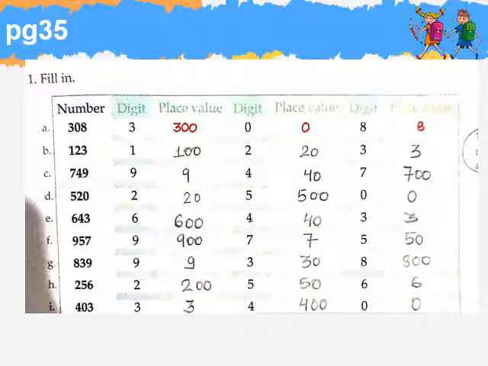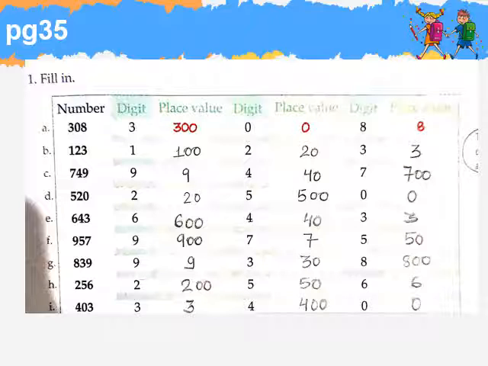Now children, let's do some questions given on page number 35 of your maths book. Question 1. Fill in. In this question children, some numbers are given and you have to find out the place value. So look at the first part. A, the number is 308. So first you have to find out the place value of digit 3. Children, you will see that 3 is at hundreds place. So the place value of 3 is 300.